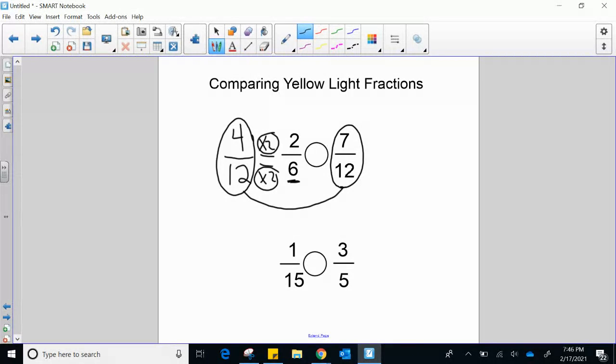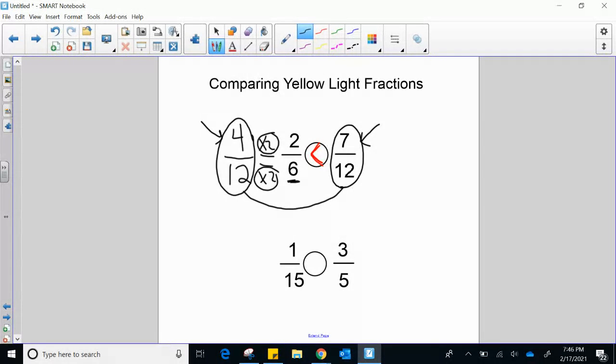So now all we need to do to compare these yellow light fractions, which are now green light fractions, is, since we're both in 12ths, we're just going to look at the numerators. We have 4 twelfths on this side, 7 twelfths on this side. 7 is definitely greater than 4. Let's take a look at the next one.